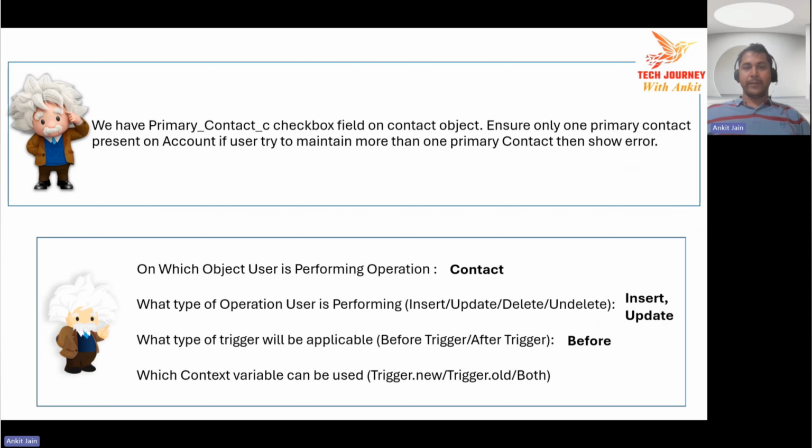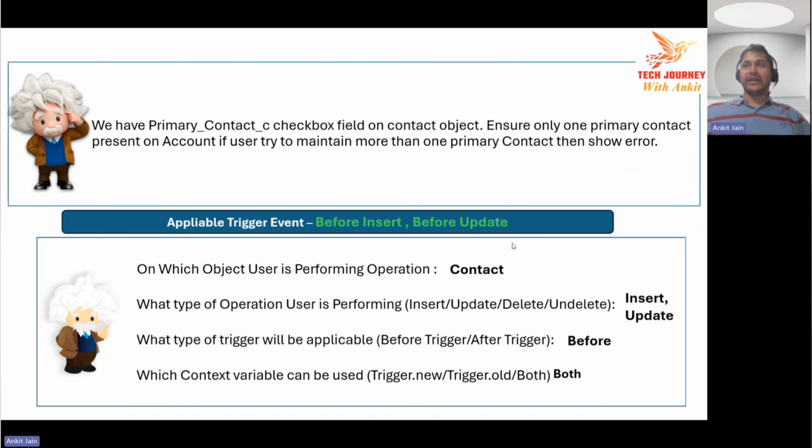As we are performing the insert operation, for that we will be using the trigger.new, and as we are performing the update operation, we will be using the trigger.new and the trigger.oldMap to compare the new and the old value. This basically helped me figure out what all different events are applicable in this trigger scenario.